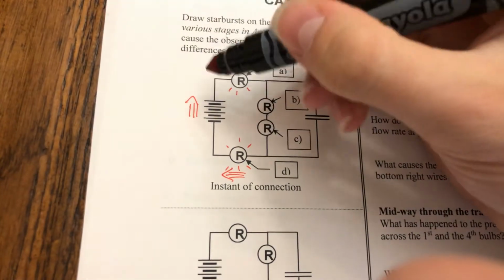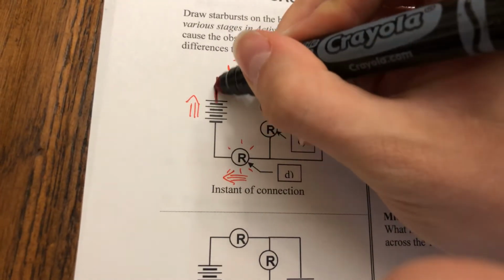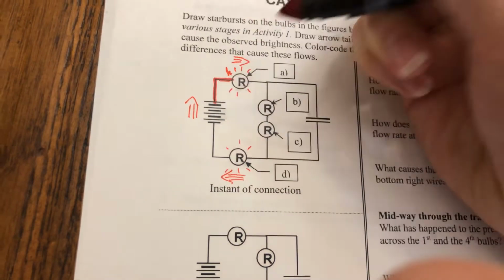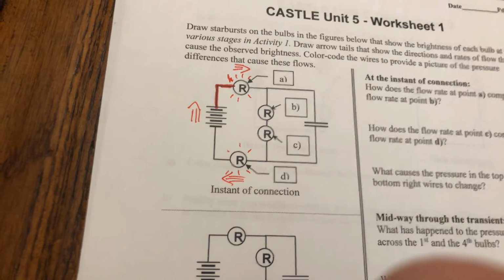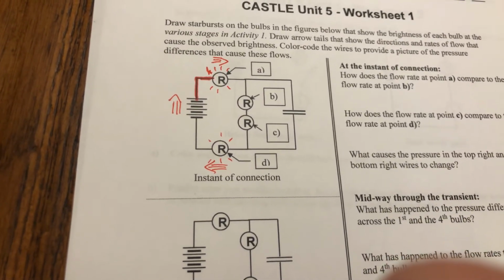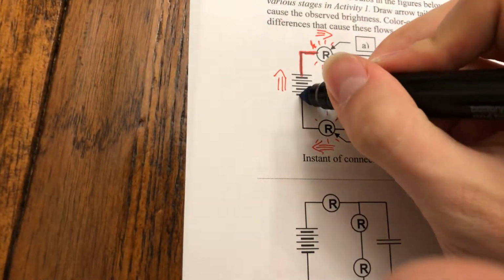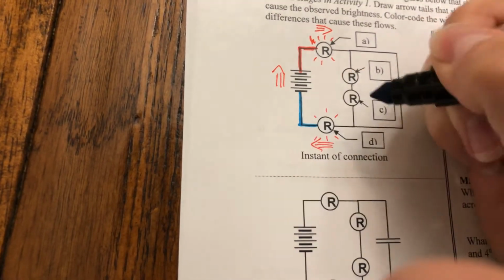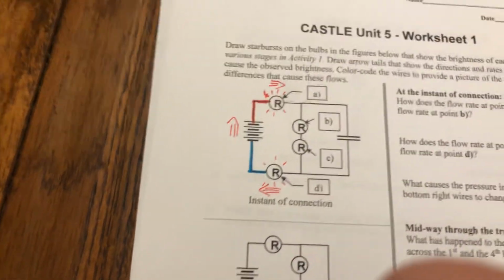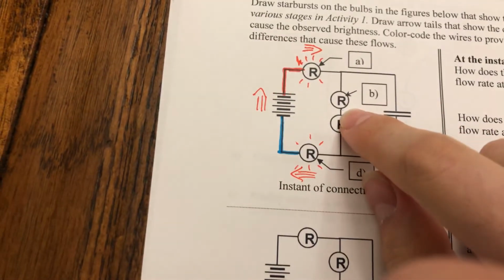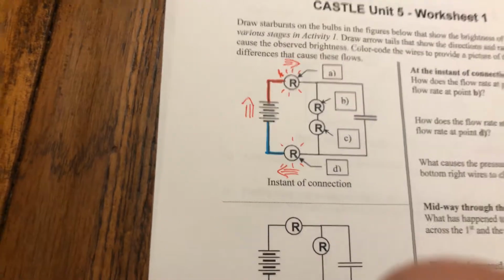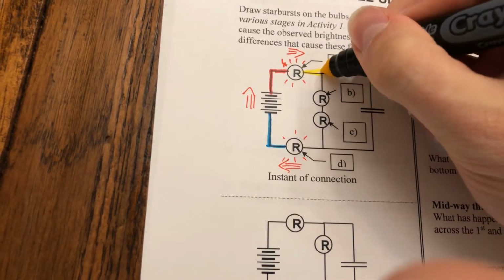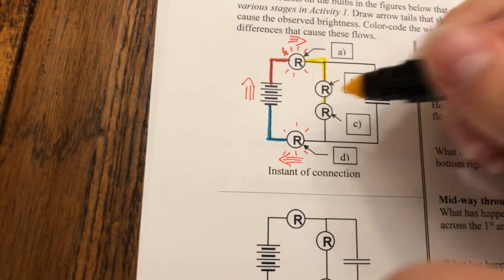If we let the first wire be red, as we should, because it's connected to the positive side of the battery, and the last wire be blue, because it's connected to the negative side of the battery, and we have what we're calling our standard brightness, and there's no flow here, that means that all of these other wires must be yellow. Oh good, you can see that.